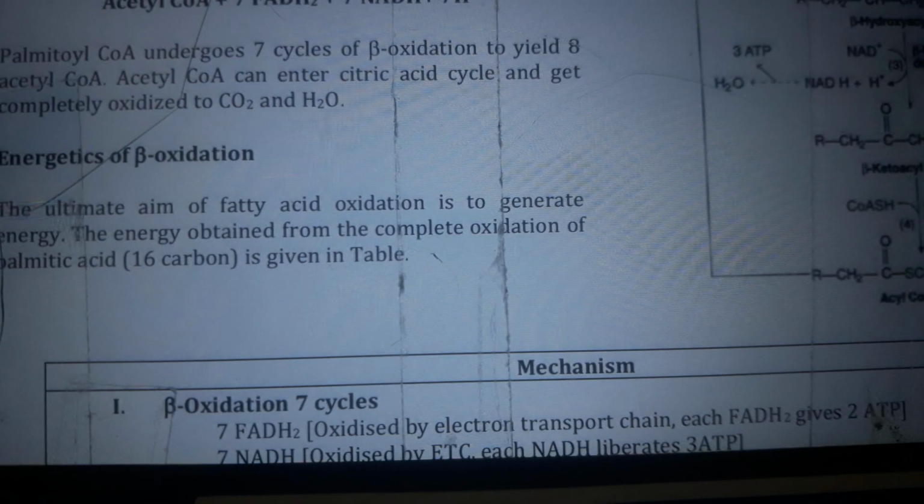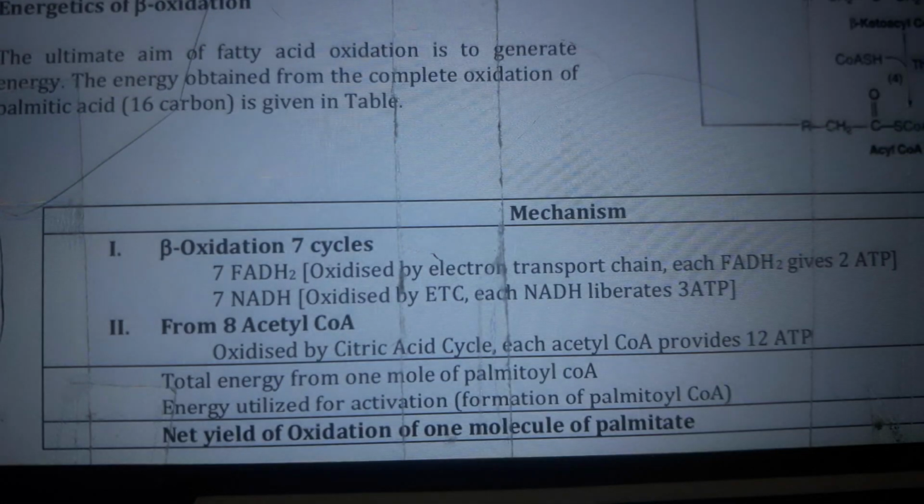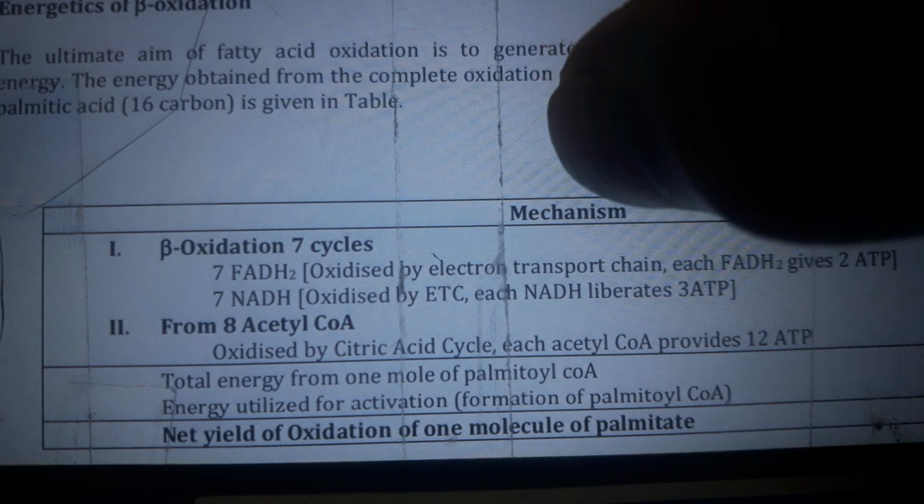Oxidation of palmitoyl-CoA. The summary of beta oxidation of palmitoyl-CoA is shown here. Palmitoyl-CoA plus 7 CoASH plus 7 FAD plus 7 NAD+ plus 7 H2O gives 8 acetyl-CoA plus 7 FADH2 plus 7 NADH plus 7 H+. Palmitoyl-CoA undergoes 7 cycles of beta oxidation to yield 8 acetyl-CoA. Acetyl-CoA can enter the citric acid cycle and get completely oxidized to carbon dioxide and water.